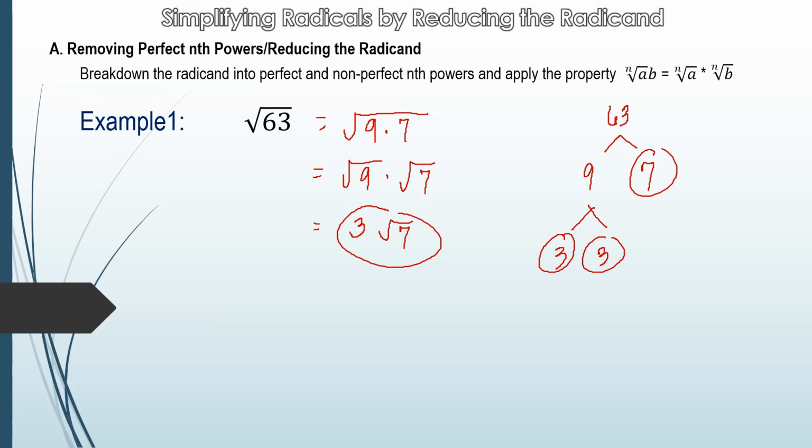After that, identify a pair of the same prime factors and write it once. Here, one pair of prime factors, we have 3. So we're going to write it once. And then the factor that has no pair will be left inside the radical sign. The 7 has no pair, so it will be left inside the radical sign. Therefore, the square root of 63 is 3 square root of 7.